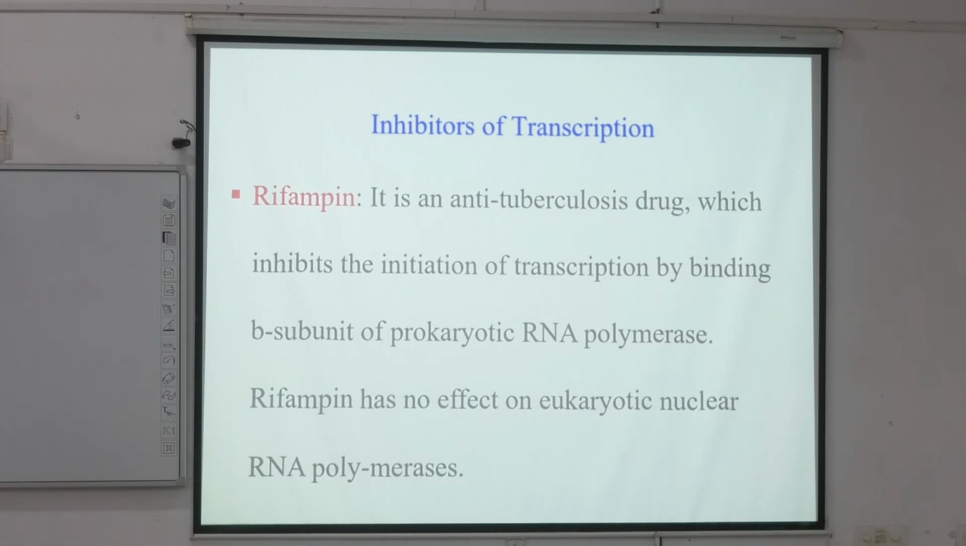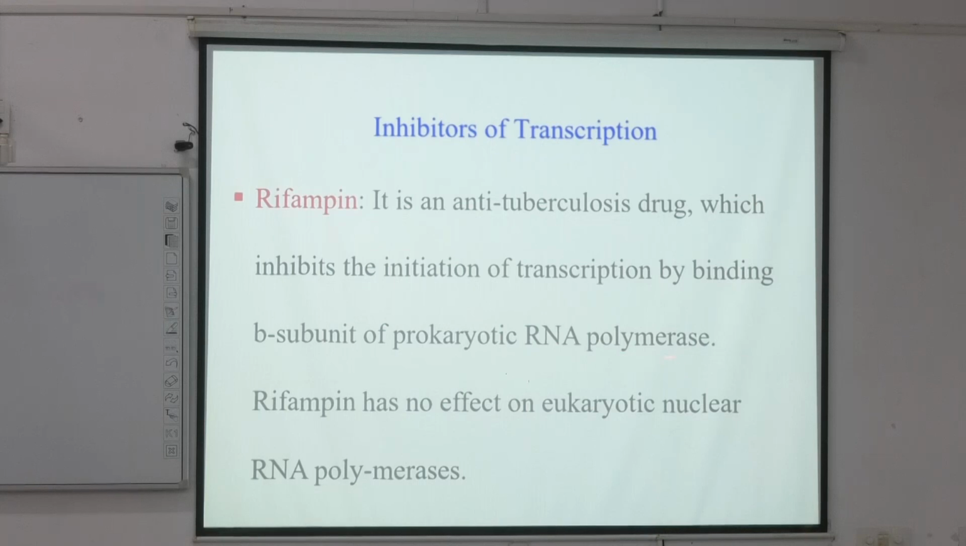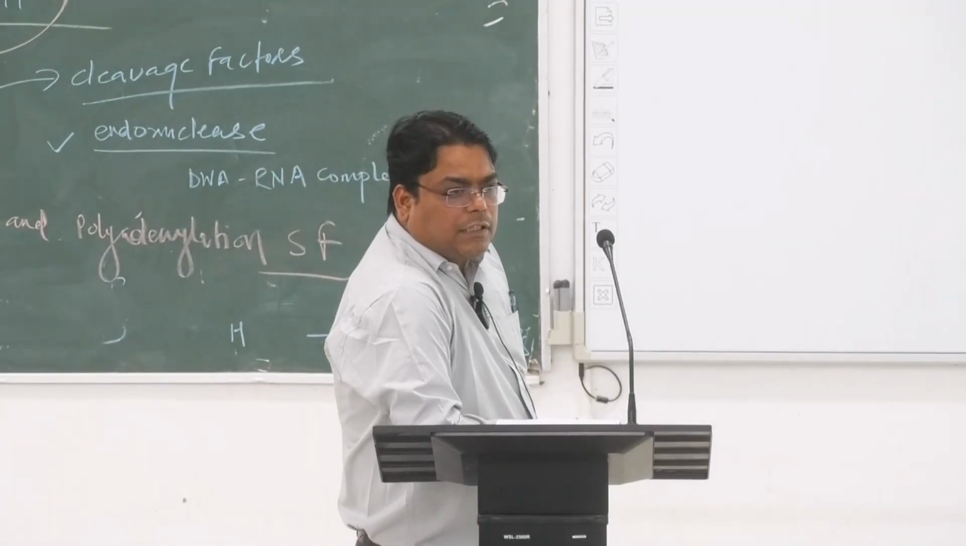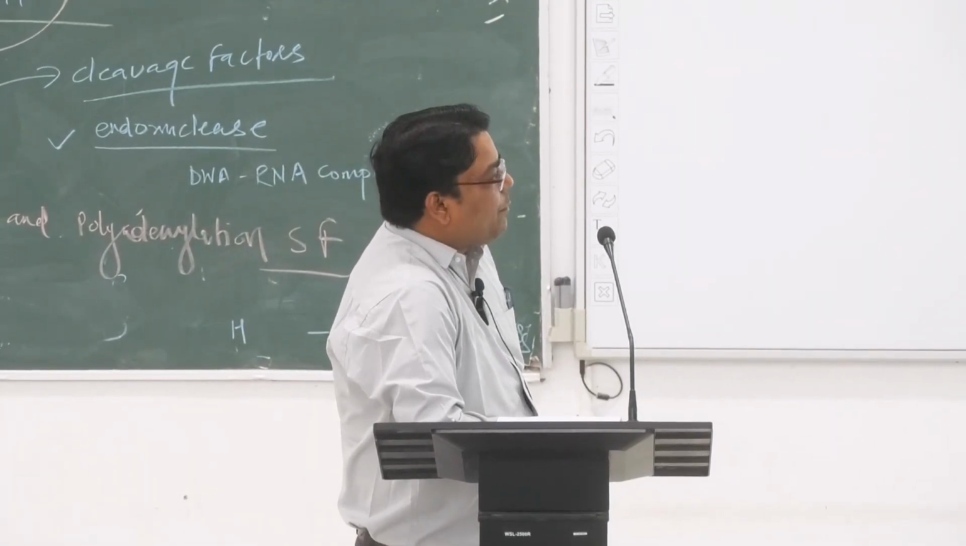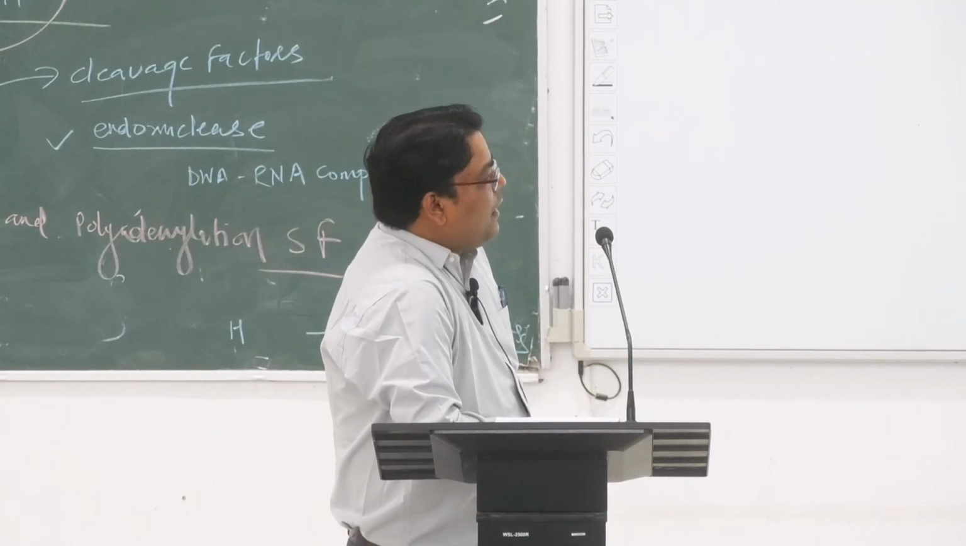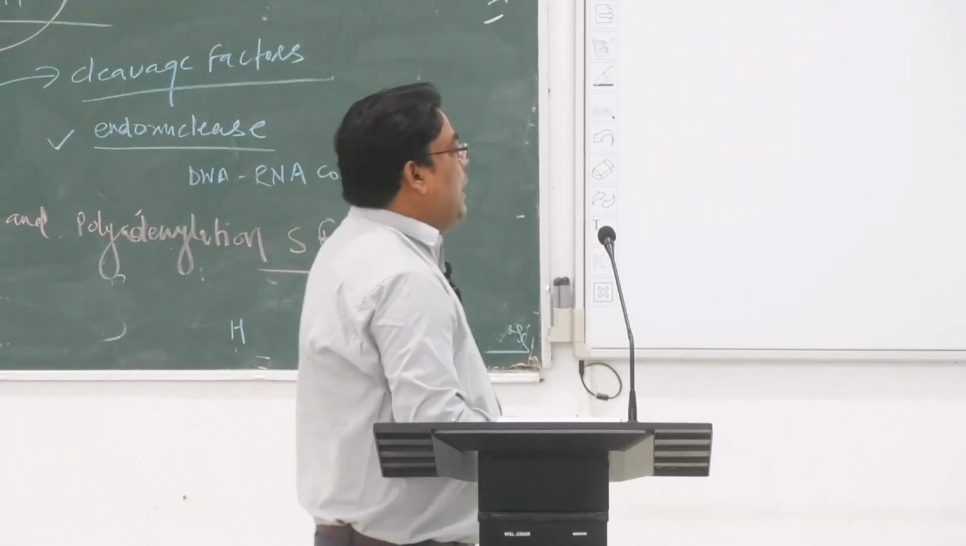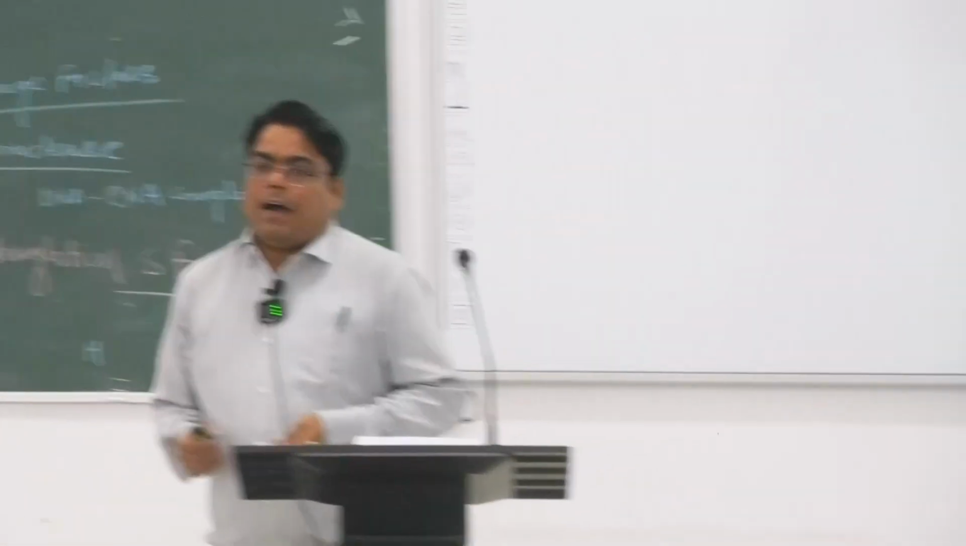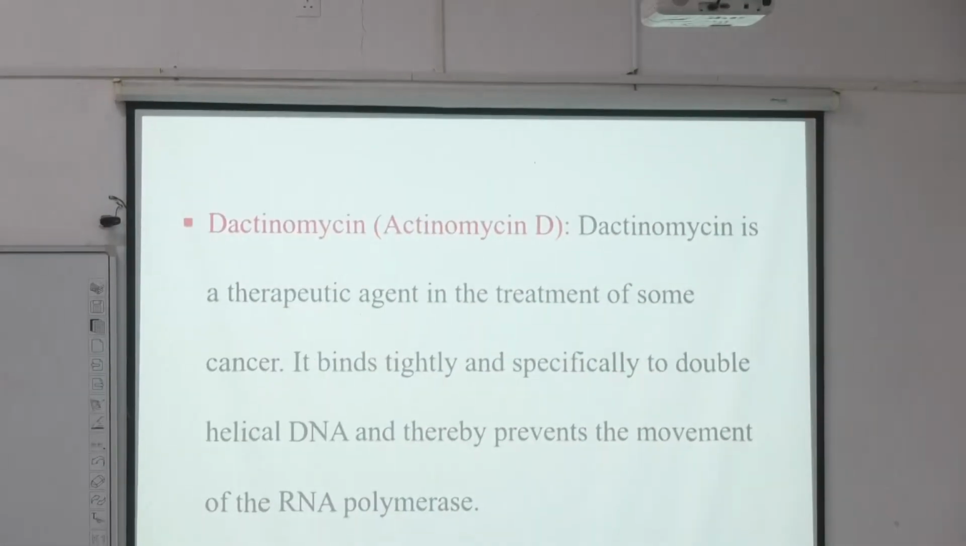These are the important inhibitors of transcription. Rifampin is an anti-tuberculosis drug which inhibits the beta subunit of RNA polymerase enzyme and reduces the rate of transcription. Second one is actinomycin. This is again a therapeutic agent used for the treatment of cancer, and it binds specifically to double helical DNA and reduces the activity of RNA polymerase.